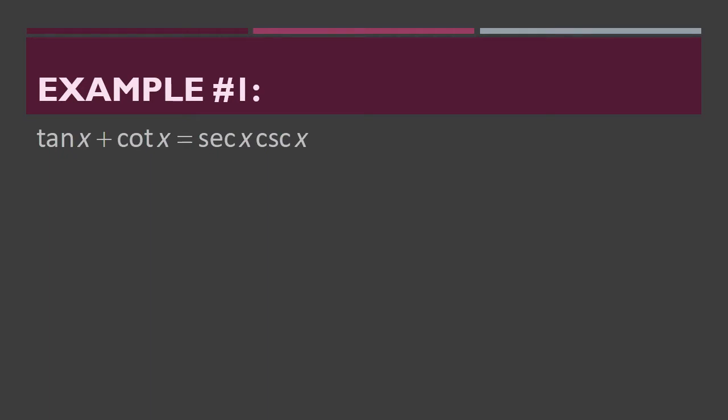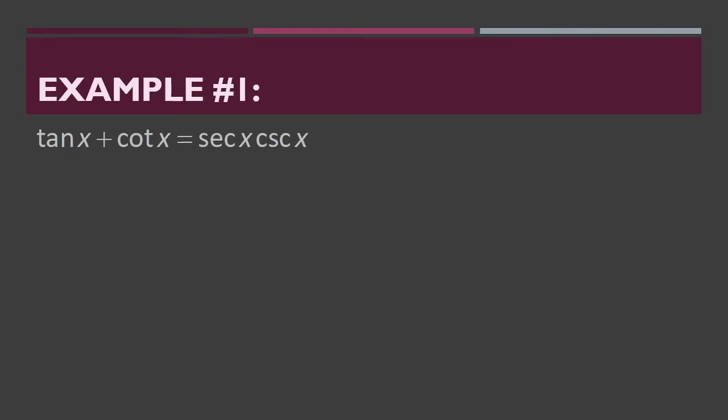So problem number 1 is tangent x plus cotangent x equals secant x times cosecant x. So I am looking at these problems, and I know that I can deal with tangent, cotangent. I also look at the left-hand side where I have two terms, tangent x and cotangent x, and on the right-hand side, I really only have one term. There's no addition or subtraction. So the best way to solve that issue is to find common denominators.